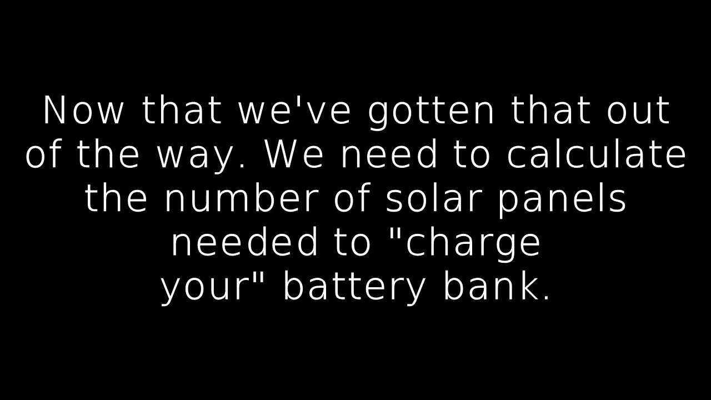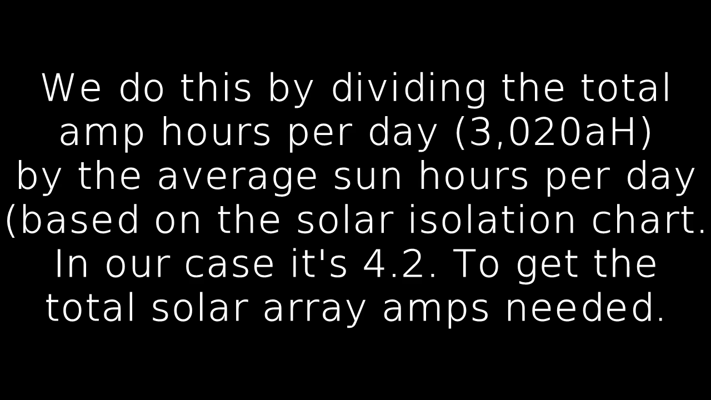Now that we've got that out of the way, we need to calculate the number of solar panels needed for your battery bank. We do this by dividing the total amp hours per day, 3020, by the average sun hours per day, based on the solar insolation chart, in our case 4.2, to get the total solar array amps needed.